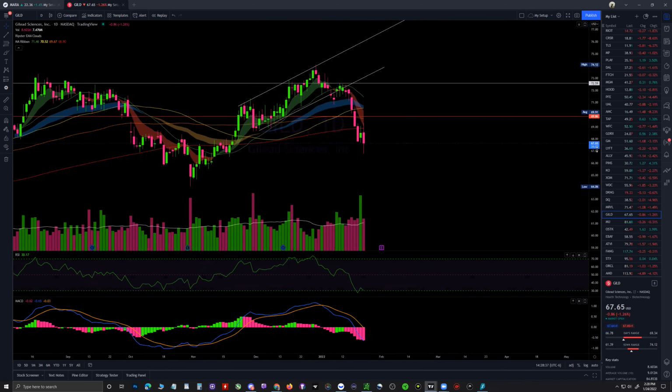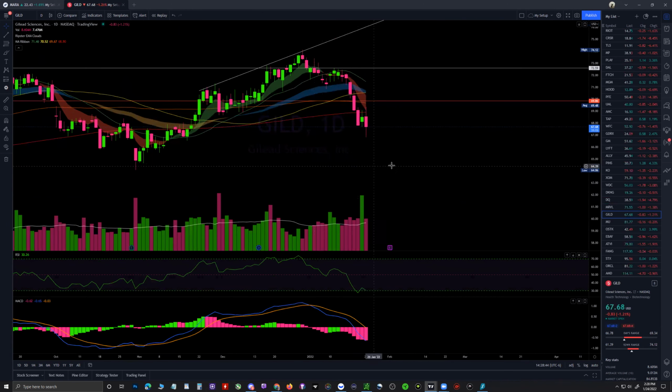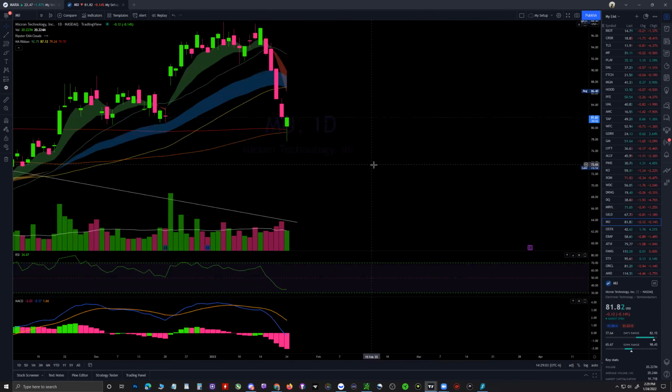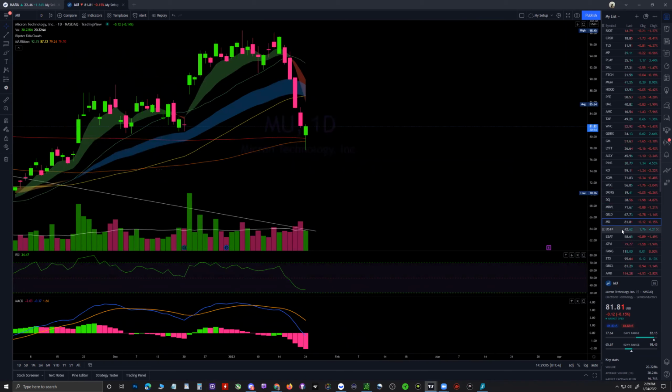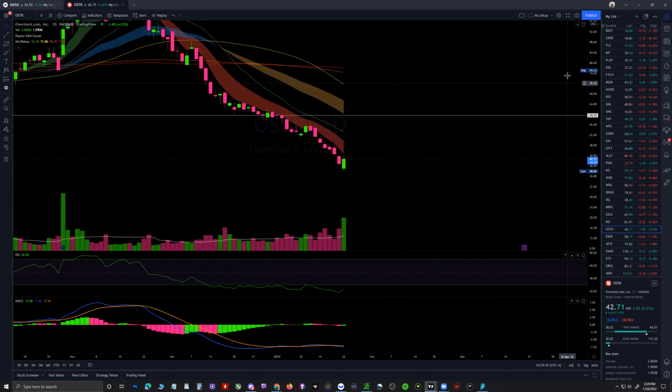Gilead Sciences. This is no longer in play. We can get rid of that. This is bearish engulfing, and I don't really see support. Well, actually, it kind of bounced off a little bit of support here today. Moving on. Same thing with MU. Same kind of candle. Overstock.